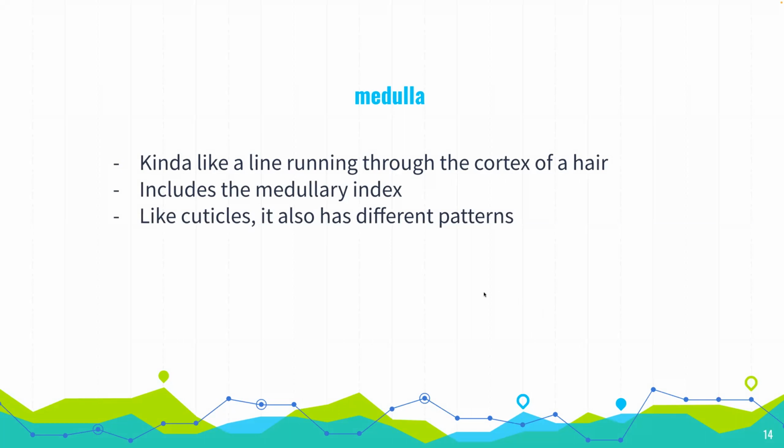All right, so moving on, we have the medulla. You can identify hairs based on the cuticle, but you can also identify them based on the medulla. This is kind of like a line running through the cortex in the hair. It includes the medullary index, and it also has different patterns. The only one that doesn't really have a pattern, I would say, is the cortex.